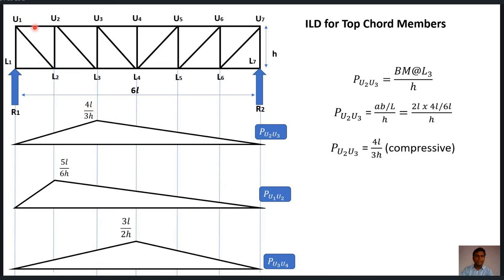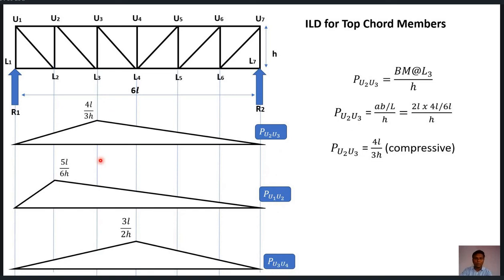Similarly for member U1 U2, its opposite joint is L2, so at the position of L2 we will have the maximum ordinate. Here the maximum ordinate can be located at joint L2, and to find its magnitude we again use the same formula, AB by L upon H. We get 5L upon 6H, where A is equal to the length of this first panel and B is equal to the length of these remaining 5 panels. Similarly you can draw the influence line diagram for P U2 U3, P U1 U2, P U3 U4.